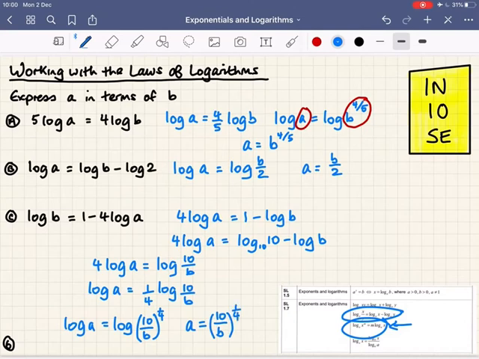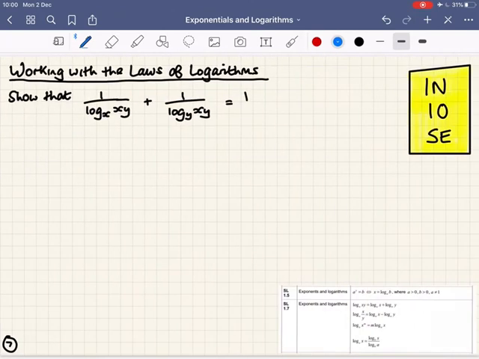A little bit more complicated there, but just use the rules and make sure you don't make any silly maths errors. Hope I didn't make any there. I'm sure you'll tell me if I did. Last but not least, we might get a proving or show that type question. And in this one, I wanted to show you this example because we haven't used the change of base rule so far in these examples.